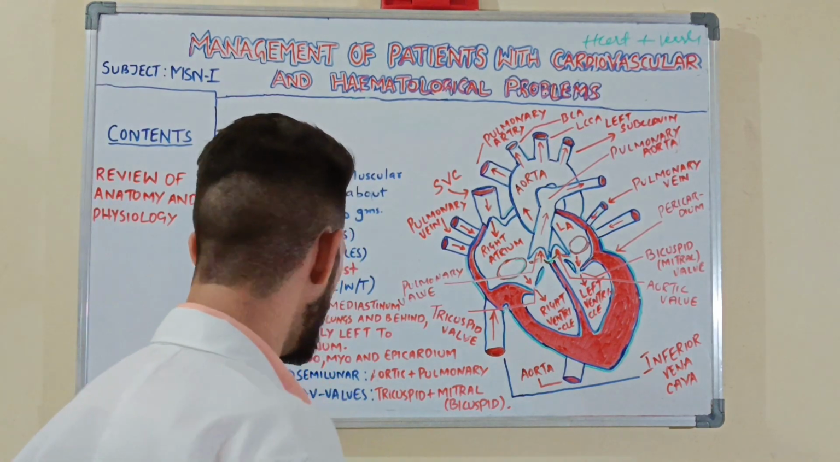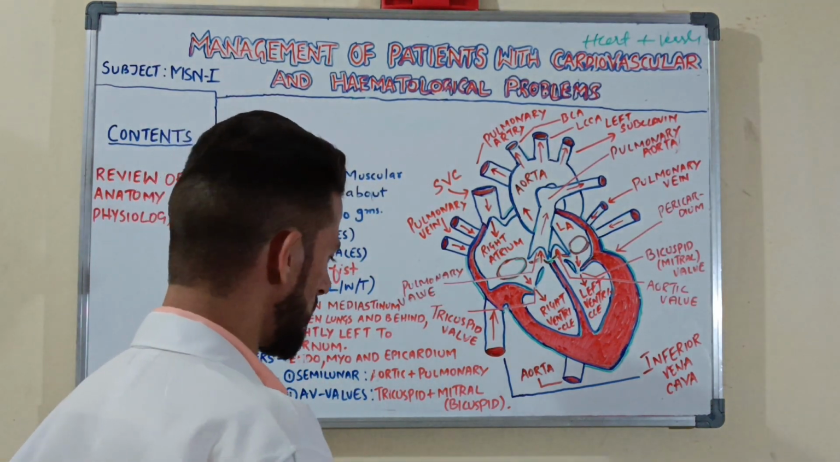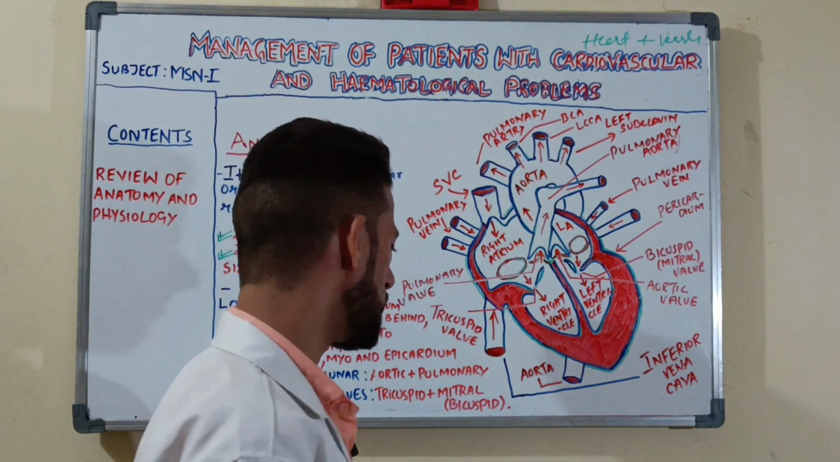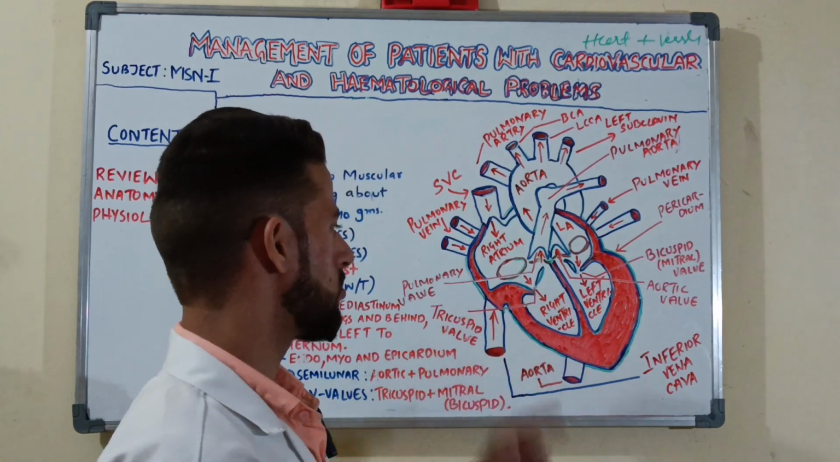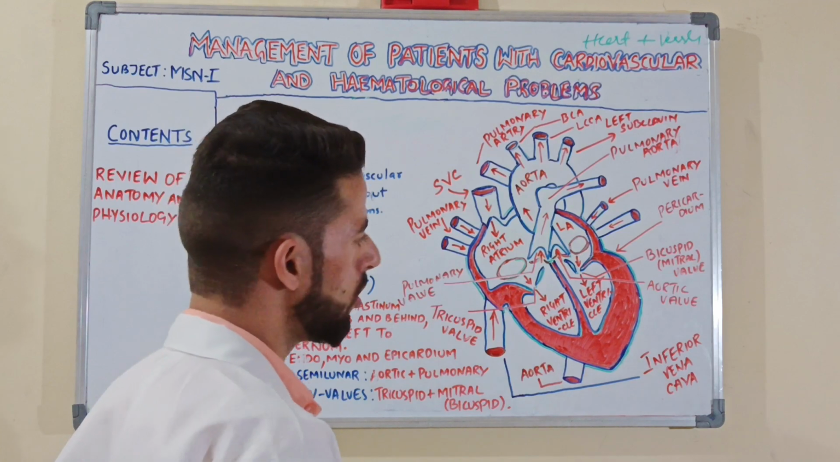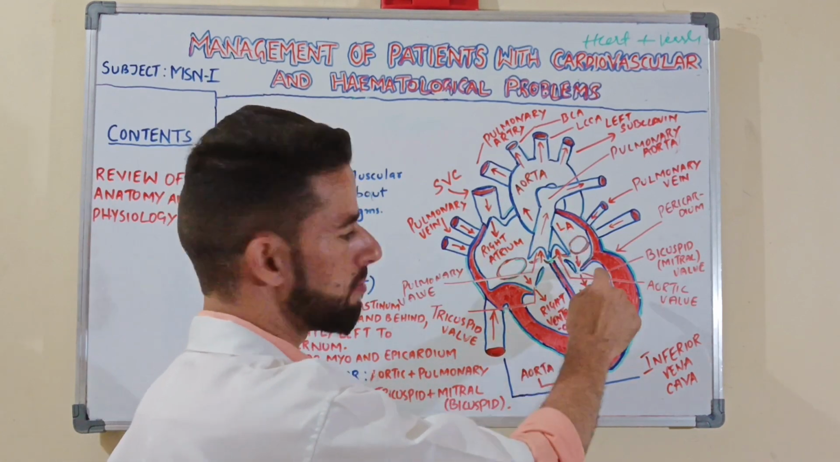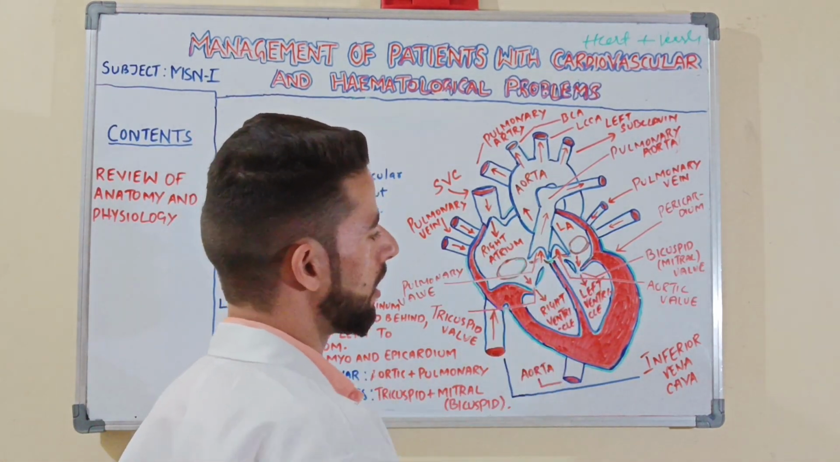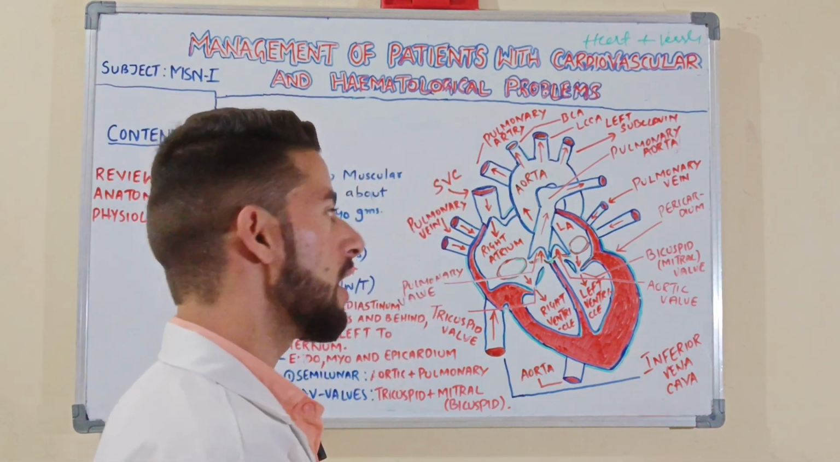सो नेक्स्ट थिंग इज एवी वेल्व्स. ओके, मेनली ट्राइकास्पिड एंड मिट्रल वेल्व. इसमें मेनली ट्राइकास्पिड वेल्व होता है और मिट्रल वेल्व होता है. ठीक है, जो राइट एट्रियम और राइट वेंट्रिकल के बीच में होता है इसको हम बोलते हैं ट्राइकास्पिड वेल्व, और जो लेफ्ट वेंट्रिकल और लेफ्ट एट्रियम के बीच होता है ये वाला, तो इसको हम बोलते हैं मेनली बाइकास्पिड या मिट्रल वेल्व.